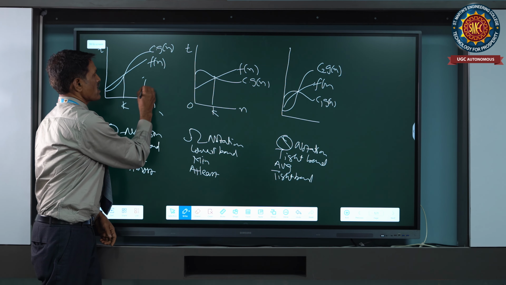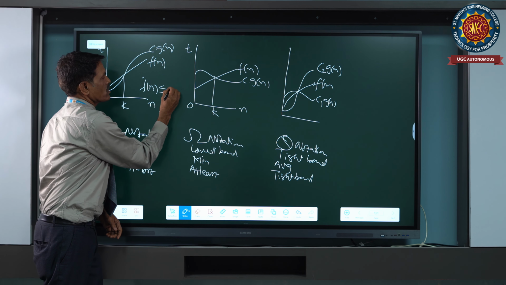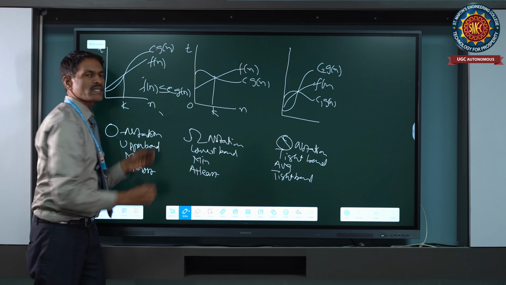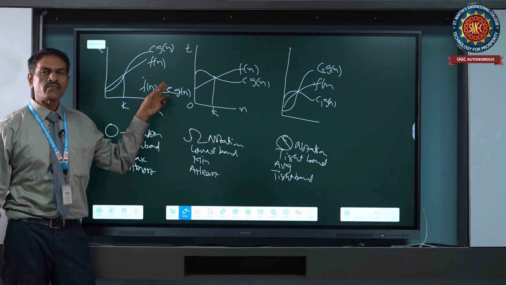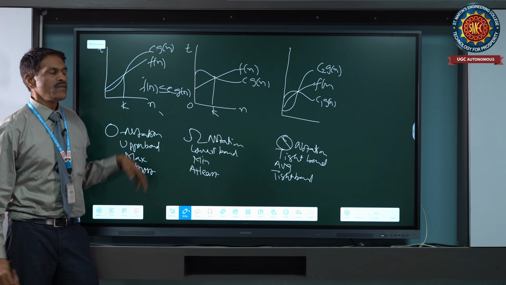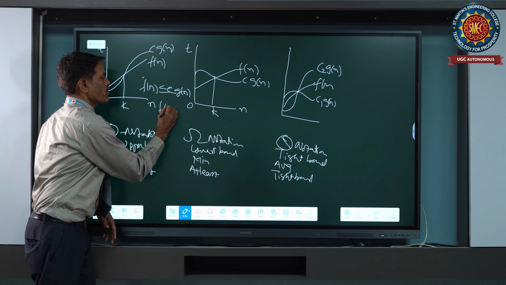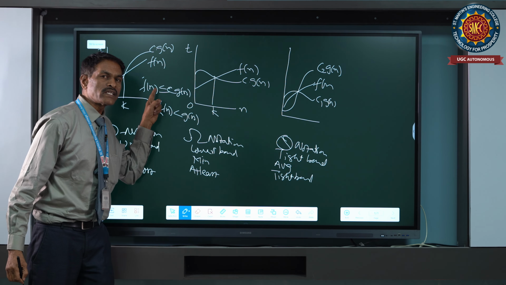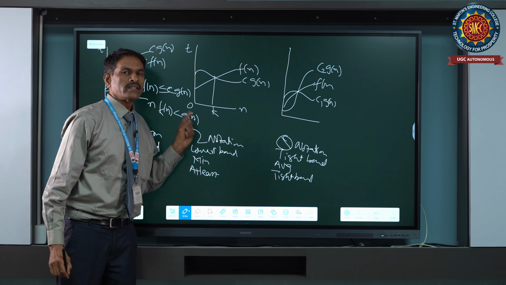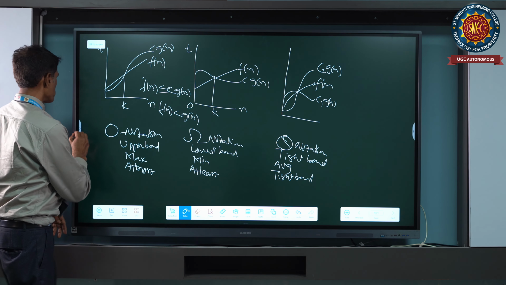The function f of n less than or equal to c of g of n is called big O notation. Whereas f of n less than g of n, with the not-equal condition, is the mechanism we use for the little notation.